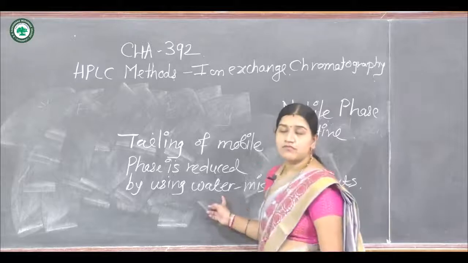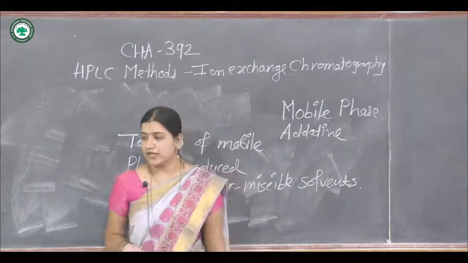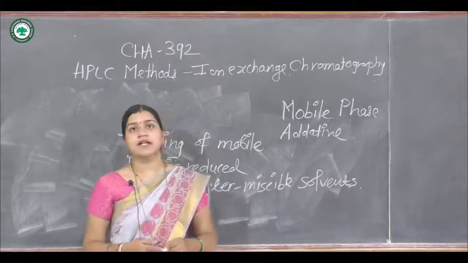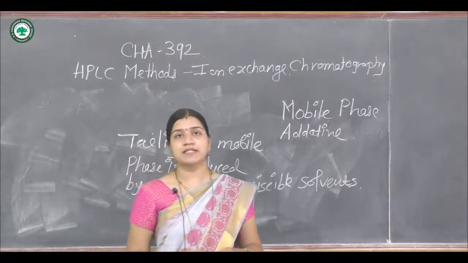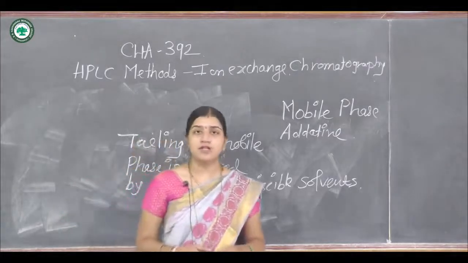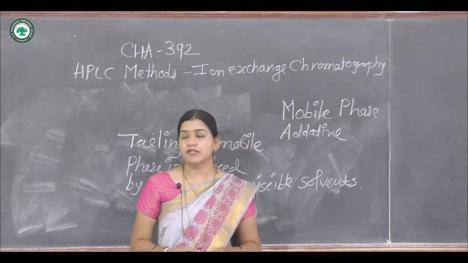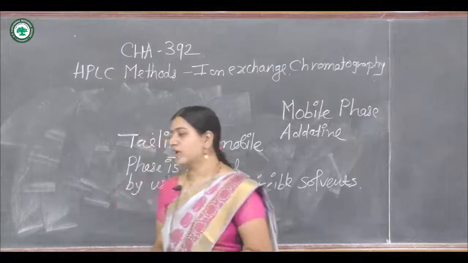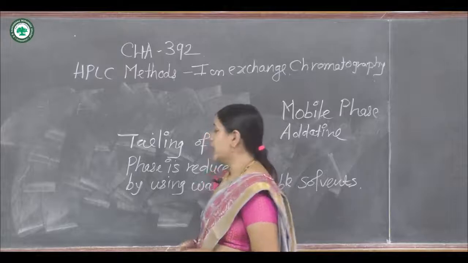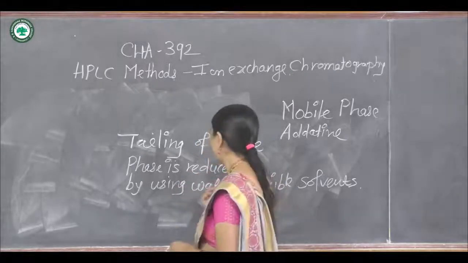Water miscible solvent means what? Water miscible and water immiscible, these are the two categories of solvent which can be used. Water miscible means solvents which mix properly in water, and water immiscible solvents are those which are not soluble in water.